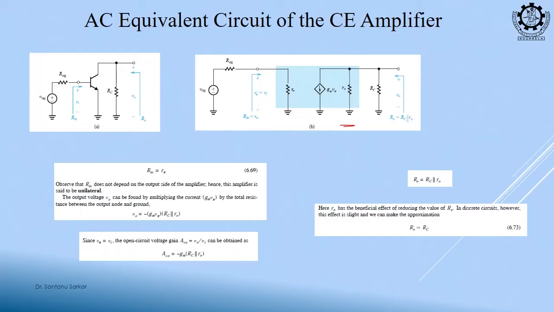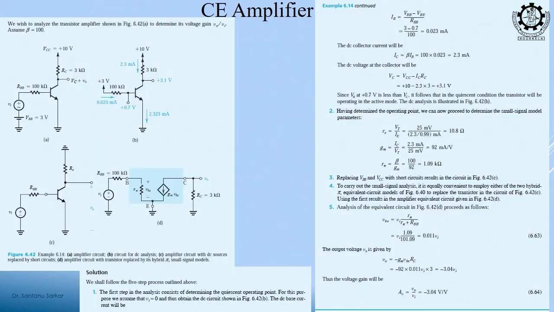In the last class we have seen how to do the small signal analysis. If the early effect is considered, then we will have the R naught; otherwise we will have the gain as minus GMRC, which we have discussed. Now, let us quickly solve a problem so that we can understand what it means.